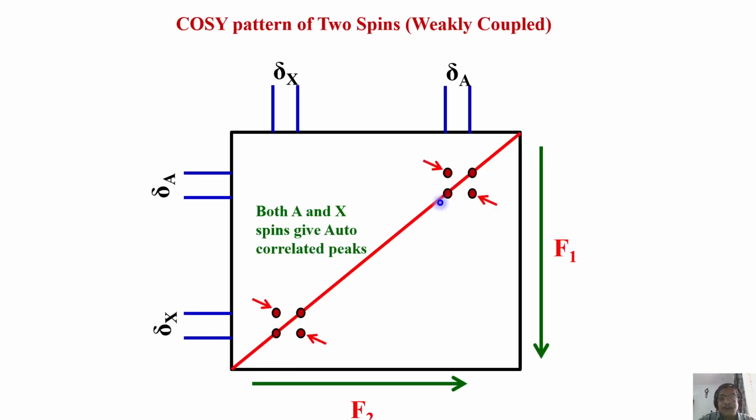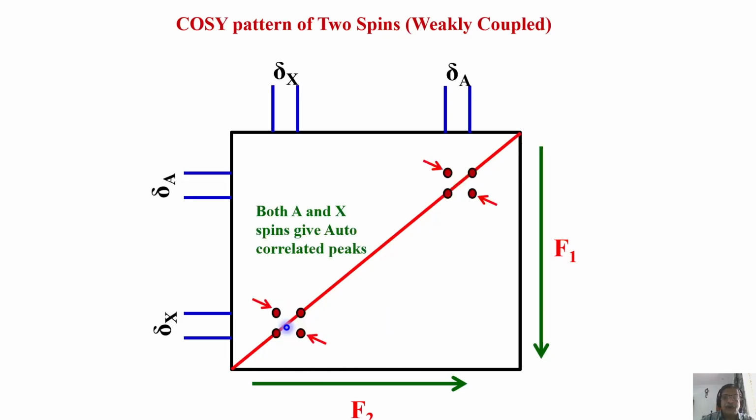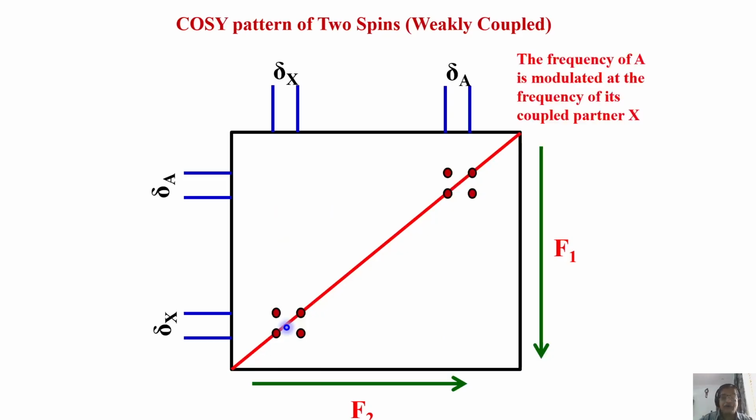But remember, this does not tell me which spin is coupled to which. This is simply a correlation within the multiplet. That's all. It doesn't give me any additional information. Simply remember, these are autocorrelated peaks. A correlates within itself, X correlates within itself. A appears at its own frequency, X appears at its own frequency. Both give autocorrelated peaks. Now, the frequency of A is modulated at the frequency of its coupled partner X.